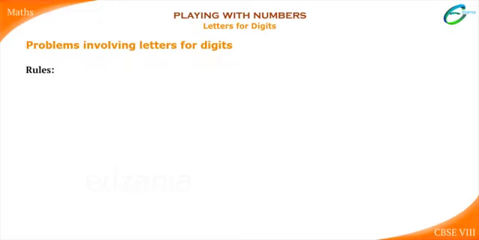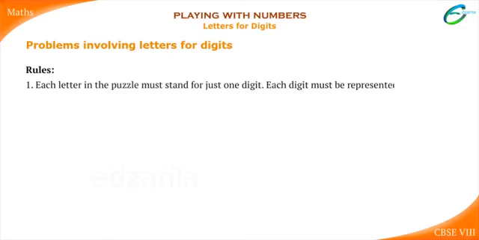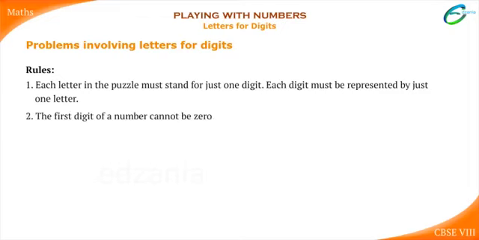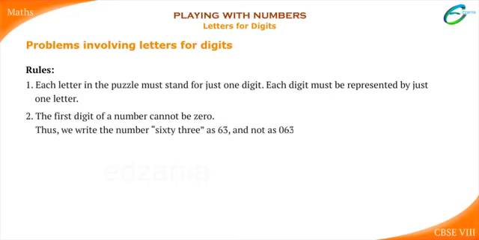The first rule is each letter in the puzzle must stand for just one digit. Each digit must be represented by just one letter. The second rule is the first digit of a number cannot be 0. Thus we write the number 63 as 63 and not 063 or 0063. Here is a puzzle.